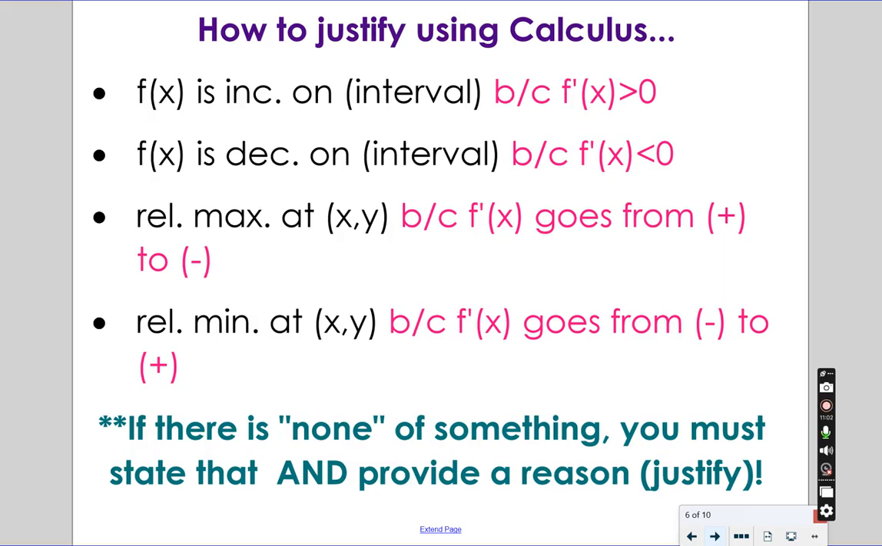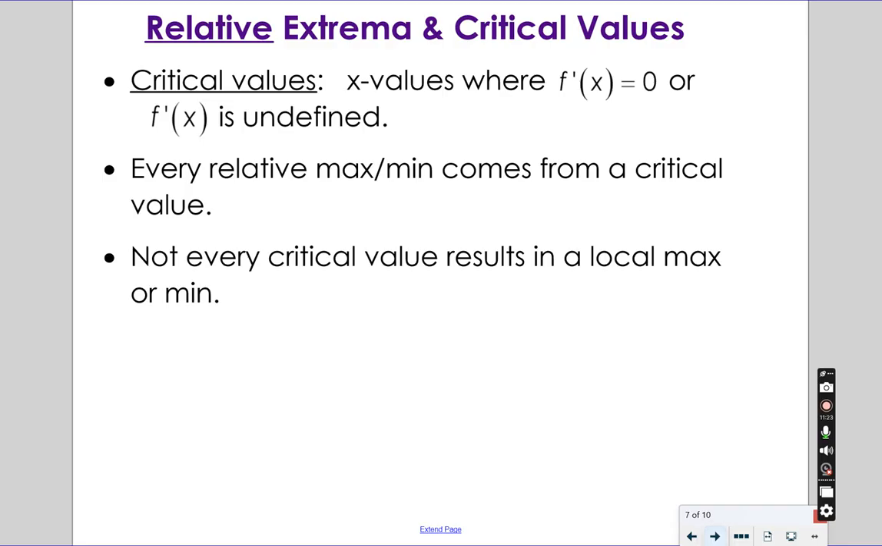These are our justifications. Anytime you see the word justify and it's one of these, you're going to use this. Okay? F of x is increasing because f prime of x is greater than 0. F of x is decreasing because f prime of x is less than 0. Relative max at a point because f prime of x goes from positive to negative. Minimum because it goes from negative to positive.